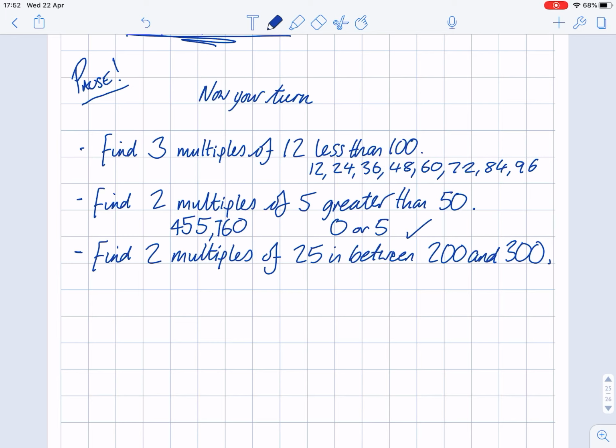Right, 2 multiples of 25 in between 200 and 300. So if you're counting up in 25s, 25, 50, 75, all the way, you land on 200. But that can't be the answer because it has to be between 200 and 300. So it has to be greater than 200 and less than 300. So you could have had 225, you could have had 250, or you could have had 275. You could have had any 2 of those 3. All right, so well done if you got those right. And we're going to carry on with it in tomorrow's lesson.